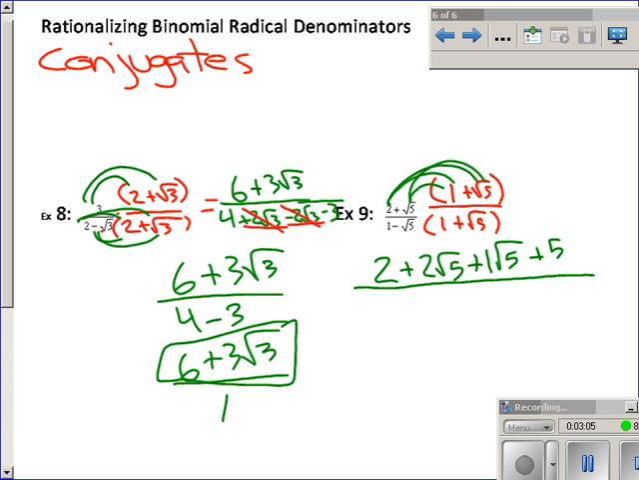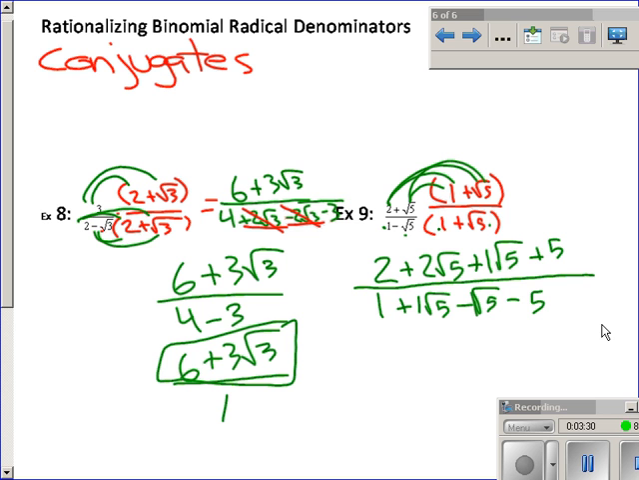And I'm going to do the same process to the bottom. 1 times 1 is 1. 1 times root 5 is 1 root 5. Negative root 5 times 1 is negative root 5. And again, you should already notice negative 1 root 5, that these two are going to end up canceling. And then negative root 5 times positive root 5 is negative 5.